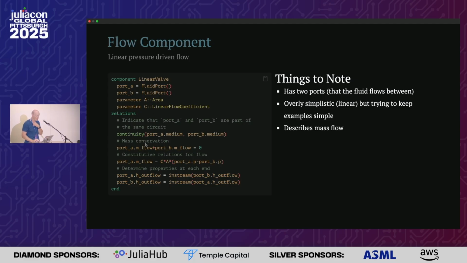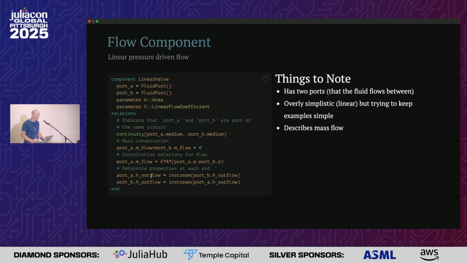So what it's saying is that, first of all, there's a statement here, continuity between the two ports. That's just saying that whatever fluid is flowing through A is also flowing through B. The next one is mass conservation. Whatever mass comes in through A is going to leave through B, meaning that there's no actual storage inside this valve. And then you have this constitutive relationship for the flow, which is just a pressure-driven linear flow rate.